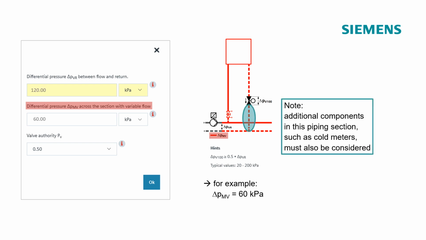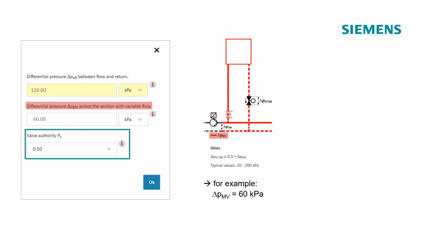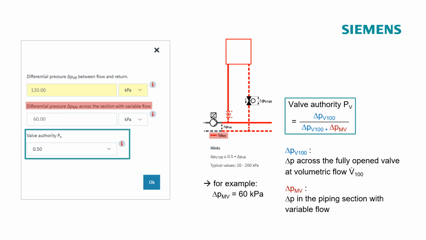Note that additional components, such as cold meters installed in this piping section, must also be considered. Such components often have high resistance values, which significantly affect the size of the valve. The calculation works by default with a valve authority PV of 0.5. The valve authority PV is the ratio of delta PV100 to delta PV100 plus delta PMV, with delta PV100 being the pressure drop across the fully opened valve at volumetric flow and delta PMV being the pressure drop in the piping section with variable flow.